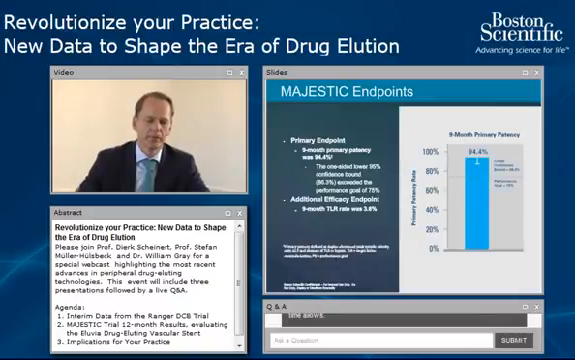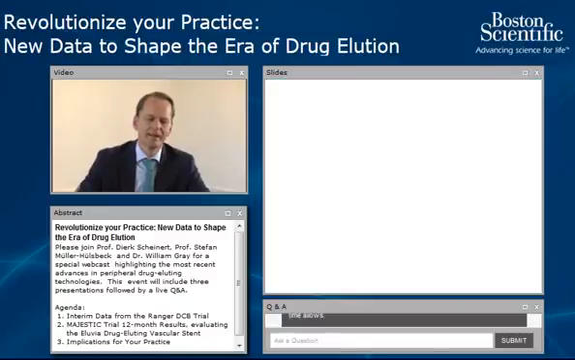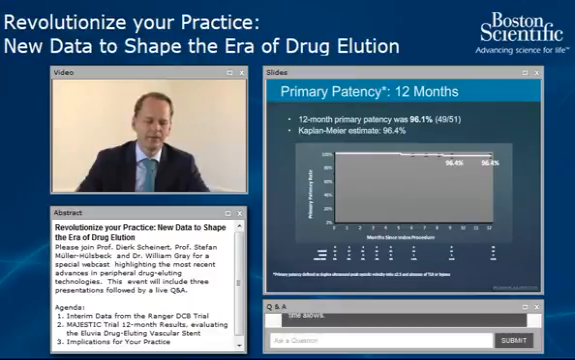We met the endpoints. At 9 months, we reached a primary patency rate of 94.4%, and the additional efficacy endpoint with a 9-month TLR rate of 3.6% was also reached. Now the 12-month data, due to the primary patency, we achieved a very high rate with 96.1%, and this results in a Kaplan-Meier estimate up to 96.4% primary patency at 12 months with the drug-eluting Eluvia stent.